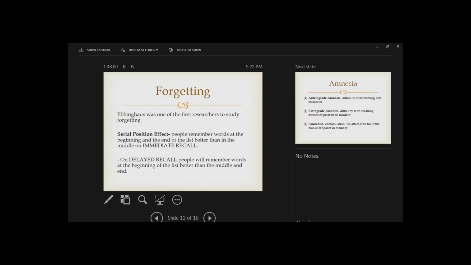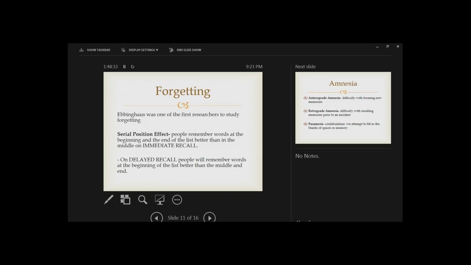So we talked about memory and the concepts. Now I want to talk about forgetting and why people forget. Ebbinghaus was one of the first researchers to study forgetting. What he came up with is called the serial position effect. Back in undergrad, I remember participating in studies where they did this.